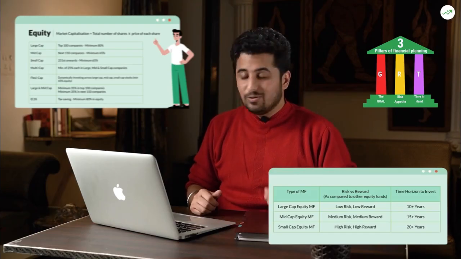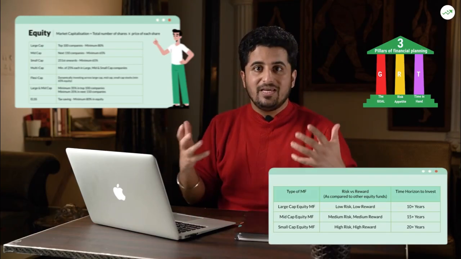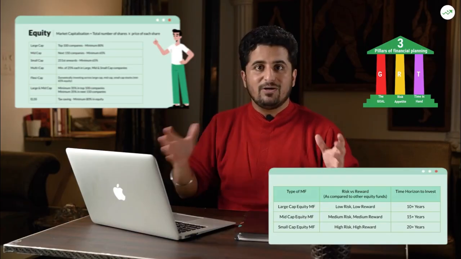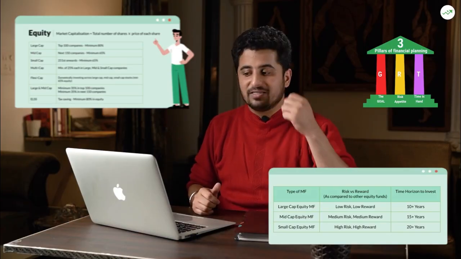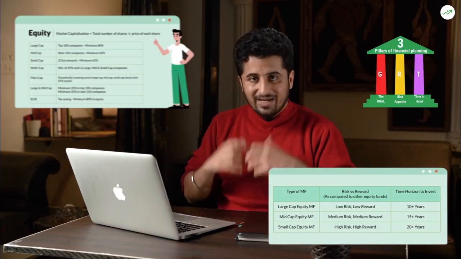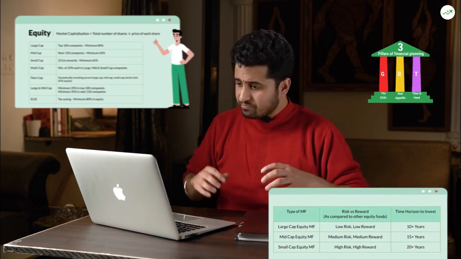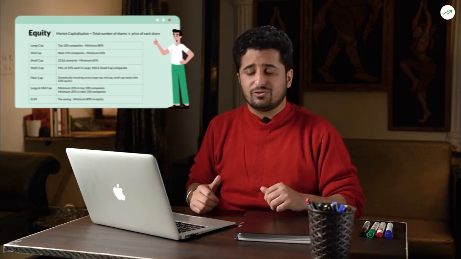So yes, you understand the large, mid and the small cap companies and how the equity mutual funds are divided into each of them: large cap equity mutual funds, mid cap equity mutual funds, small cap equity mutual funds. Now, in addition to that, there are 4 more categories of equity mutual funds based on more diversification allowed for the fund managers to do.